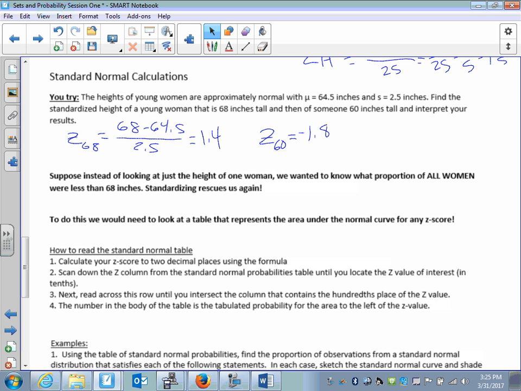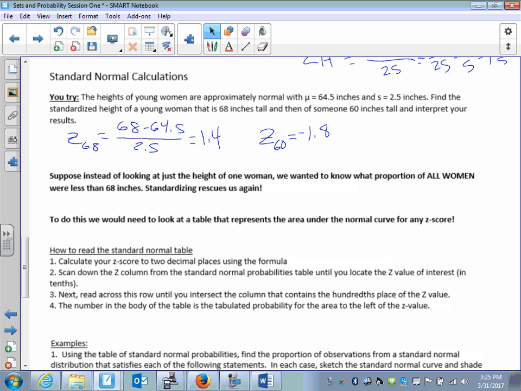So suppose instead of looking at just the height of one woman, we wanted to know what proportion of all women were less than 68 inches. Standardizing rescues us again. To do this, we're going to need to use the table. Now, we have the empirical rule, but that only works if the standard deviations are whole numbers. In other words, 1 standard deviation, 2 standard deviations, 3 standard deviations. But now we're dealing with things like 1.4 standard deviations or negative 1.8 standard deviations. To do this, we need to look at the table that represents the area under the normal curve.